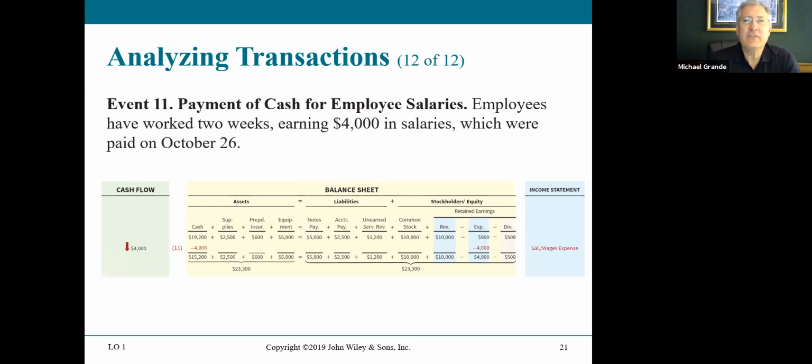Event number 11, payment of cash for employee salaries. Employees have worked 2 weeks earning $4,000 in salaries, which were paid on October 26th. So they paid their employees $4,000. Cash goes down on the left-hand side of the equation. Salaries expense. Expense is a reduction of retained earnings. It's a reduction of equity. So it's a minus on the right-hand side of the equation. Equation continues to be in balance.